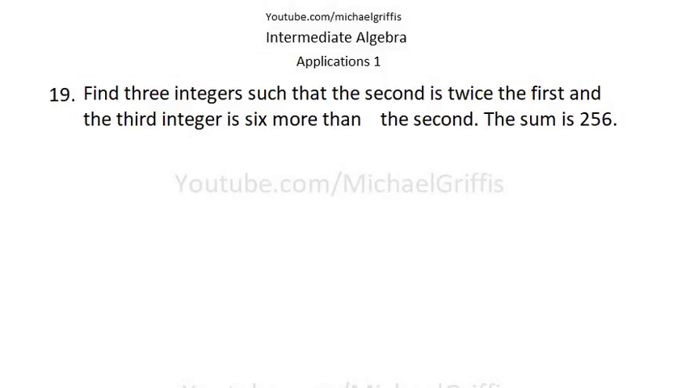Okay, this is problem number 19 in our application section here at Heavy Coin. We've got to find three integers such that the second is twice the first and the third integer is 6 more than the second, and that their sum is 256.